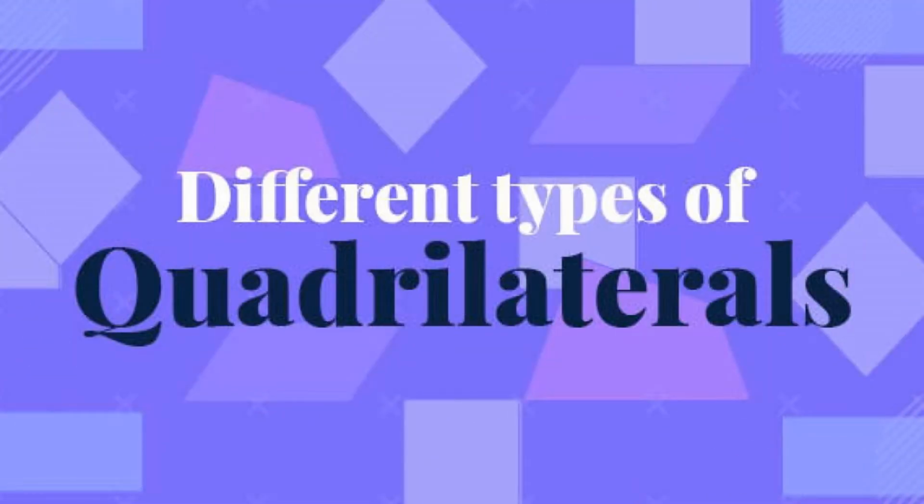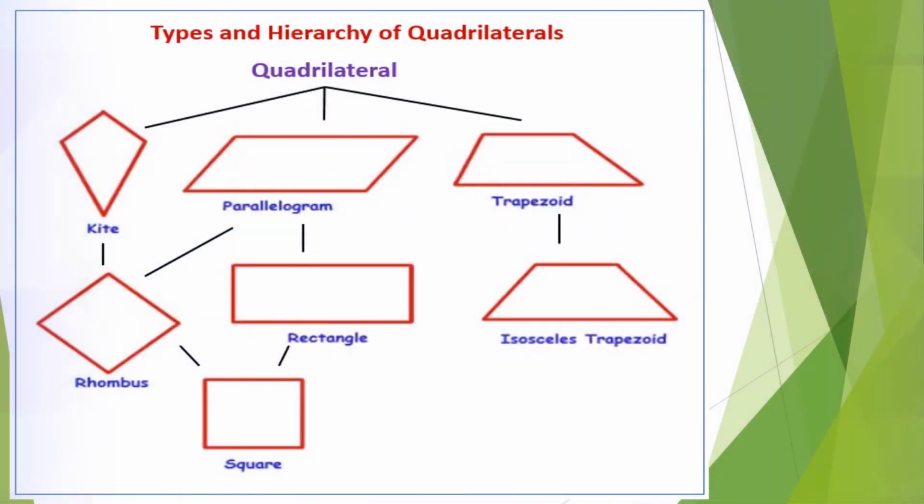Children, now let us know about the different types of quadrilaterals. Children, the quadrilaterals are mainly classified into three types: kite, parallelogram and trapezoid. Parallelogram is again classified into rhombus, rectangle and square. Isosceles trapezium comes under the trapezoid or trapezium. Trapezium and trapezoid are the same.